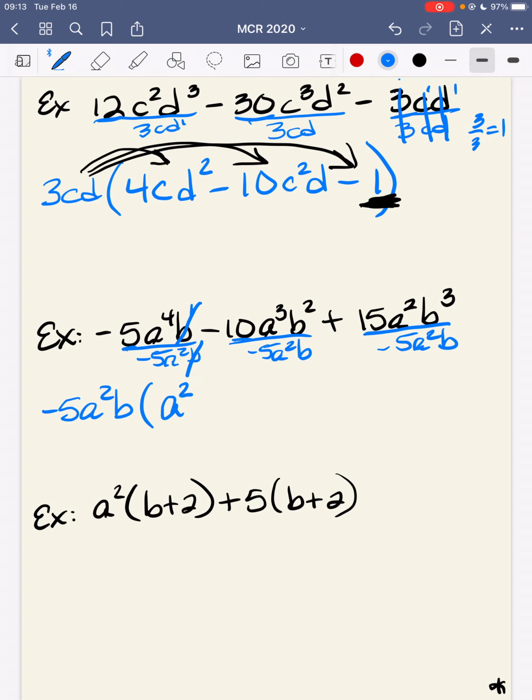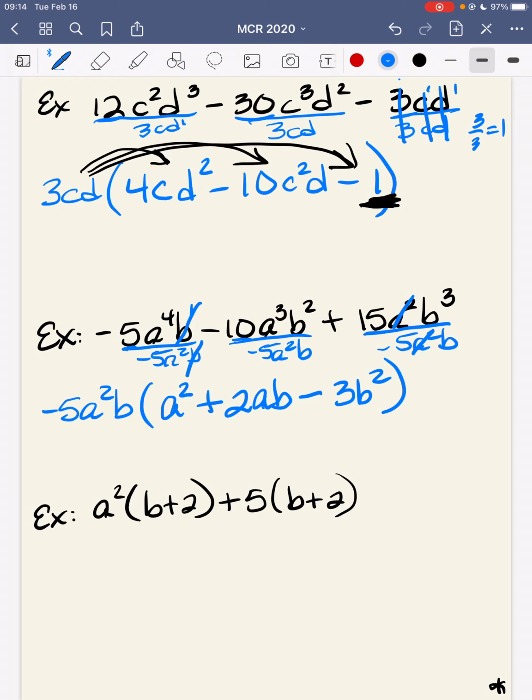So when it's negative, make sure you do your signs first. Again, a negative and a negative is a positive. 10 divided by 5 is 2. I have 1a left over and 1b left over. Now, last piece, a negative and a positive give me a negative. My a squareds are going to cancel, and I'm left with 2 b's. So I have a 3 from the 15 divided by 5, and 2 b's.